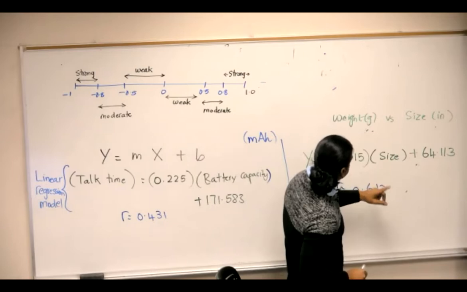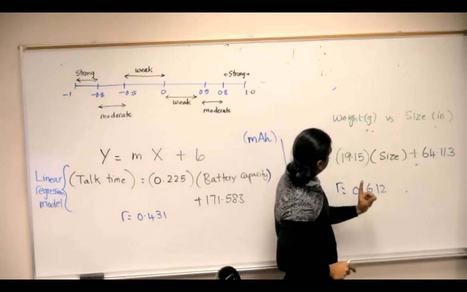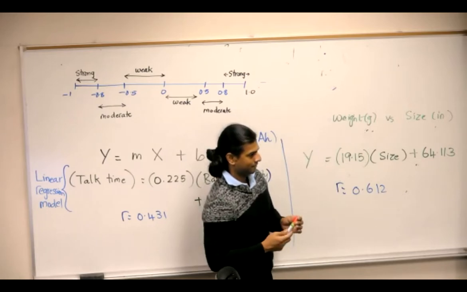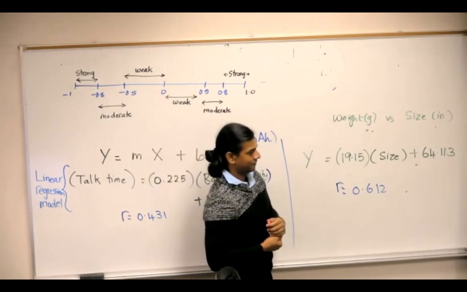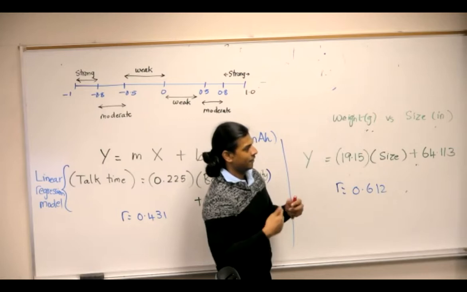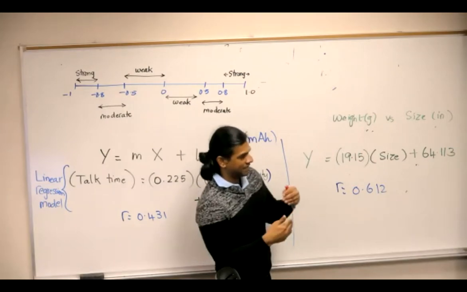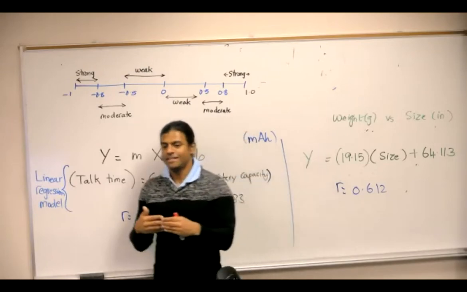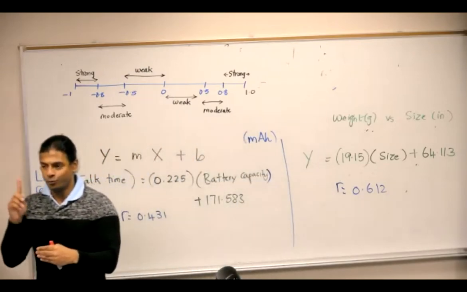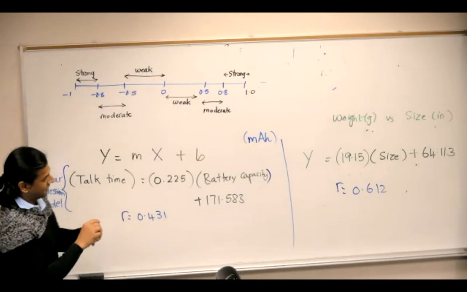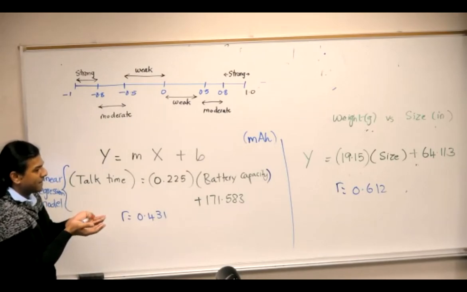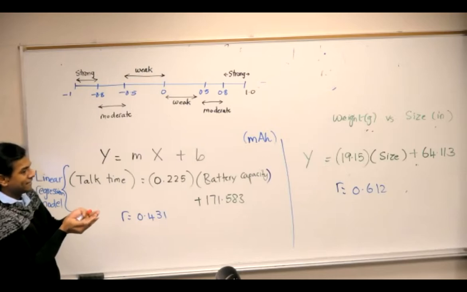How would we interpret the slope here? For every unit increase, in other words, if I increase the size of the phone by 1 inch, the weight of the phone will increase by, oh wait.